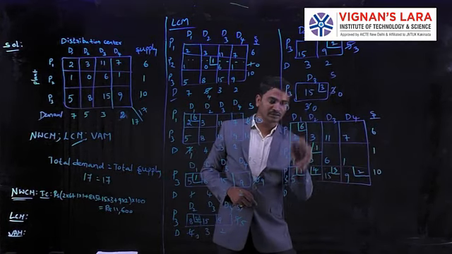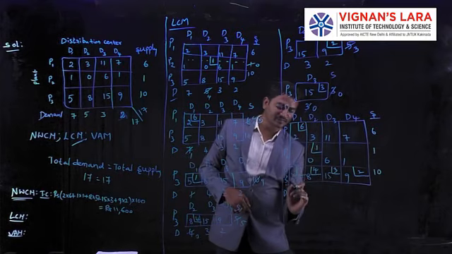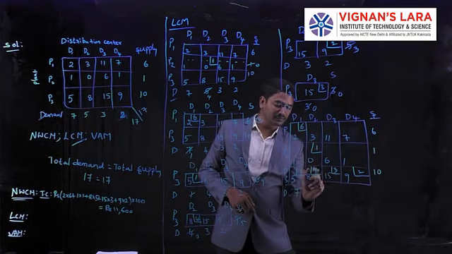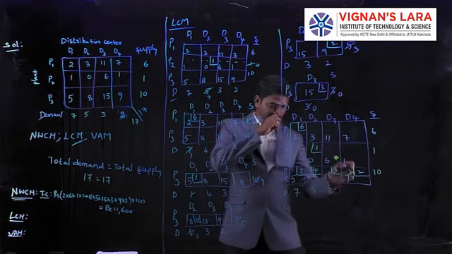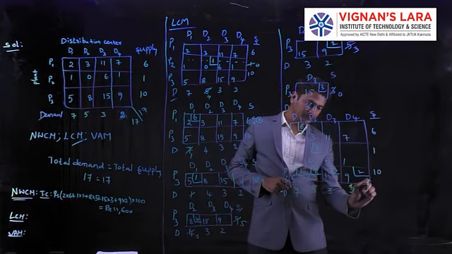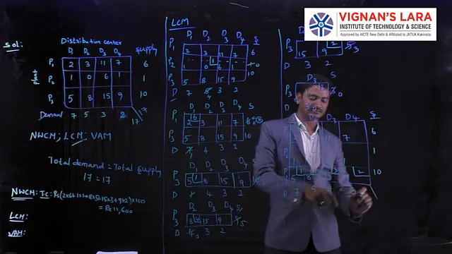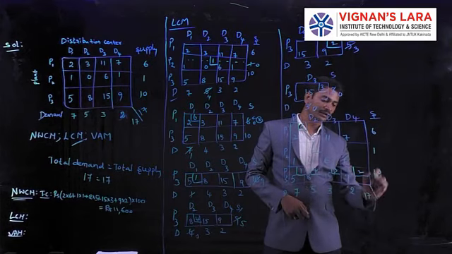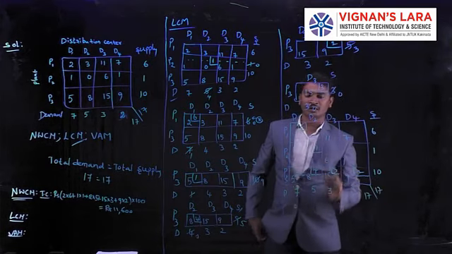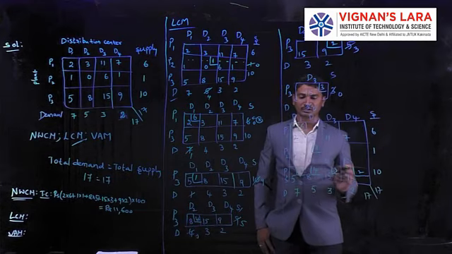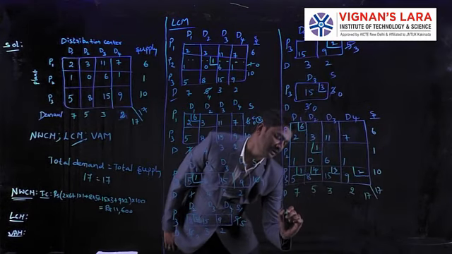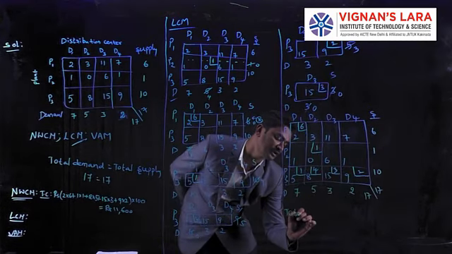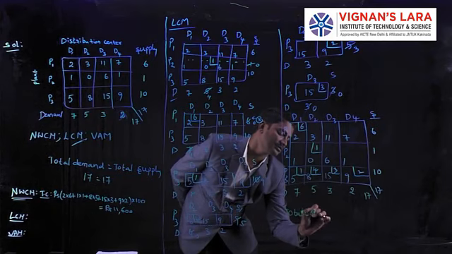Next coming to the distribution centers. 6 plus 1, 7. 1 plus 4, 5. Next 3. Next 2. Total 10, 17 demand and 17 supply. It is satisfied. Now we are going to find the total cost. How do we calculate the total cost? From the allocations we are calculating the total cost.